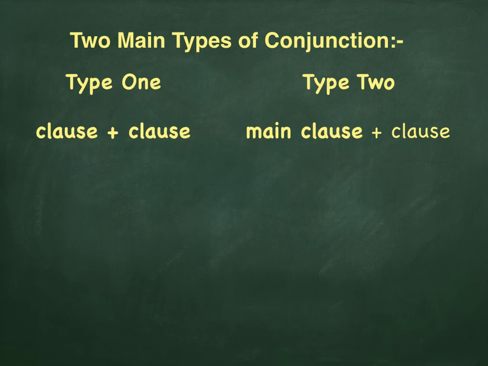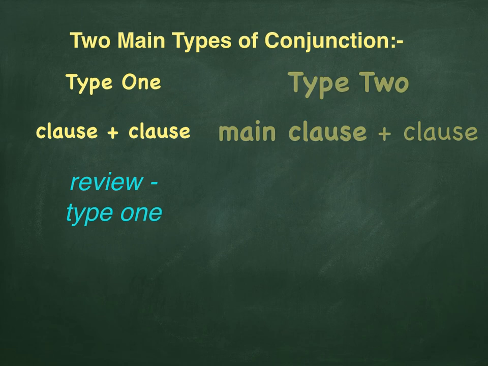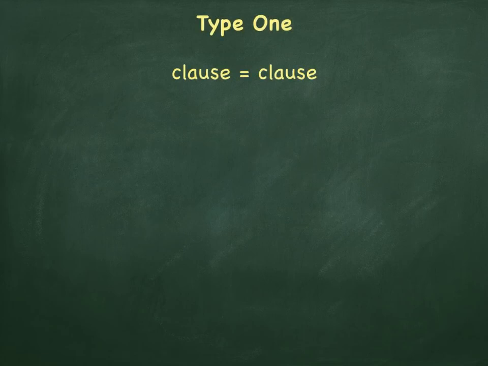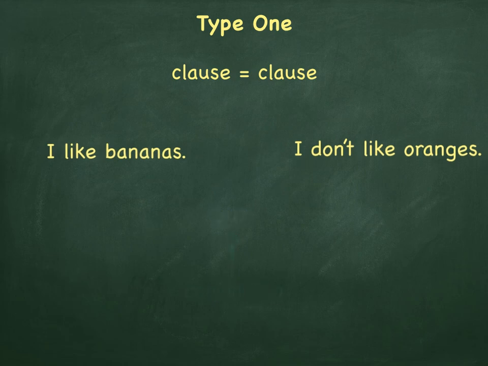As we said in the first video, there are two basic types of conjunction. This lesson will focus on type 2. But first, let's do a quick review of type 1 sentence structure. This is what we studied in lesson 1. Here's an example. Here's the conjunction, and here are the two clauses.